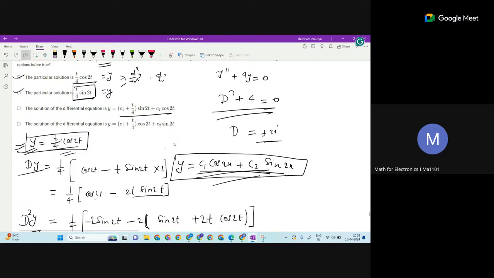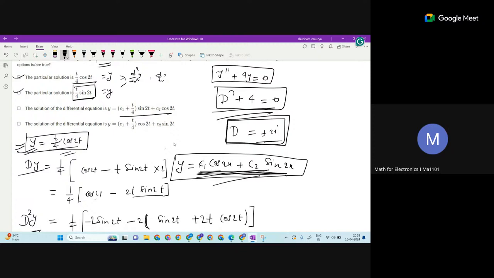Sir, the general solution for this is a guess, sir. C1 cos 2x plus C2 sin 2x. No, this is not a guess. We got the root of that, no? The homogeneous part we treat as a quadratic and find the root, which is a complex root. In that case, when the roots are complex, the solution can be written as y is equal to c1 cos 2x plus c2 sin 2x. At least these things we have to remember.